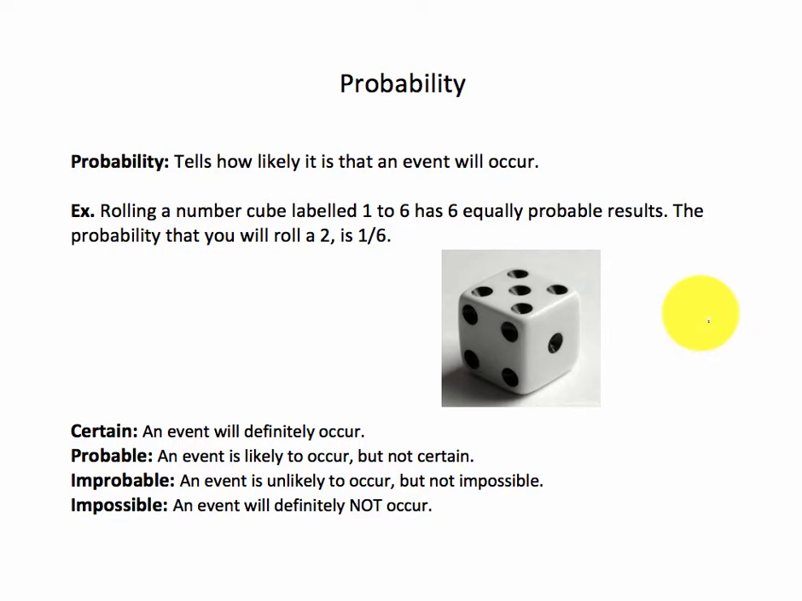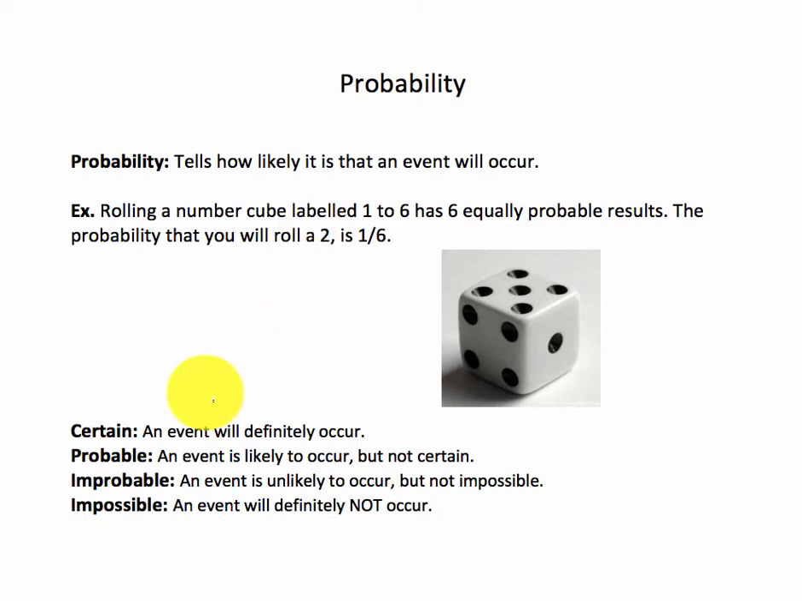So an example of a question might be, what's the probability of the dice rolling, say, a 2? Well, because there's just one 2 on this dice, and there's 6 possible outcomes, it's a 1 in 6 chance that it would land on a 2.